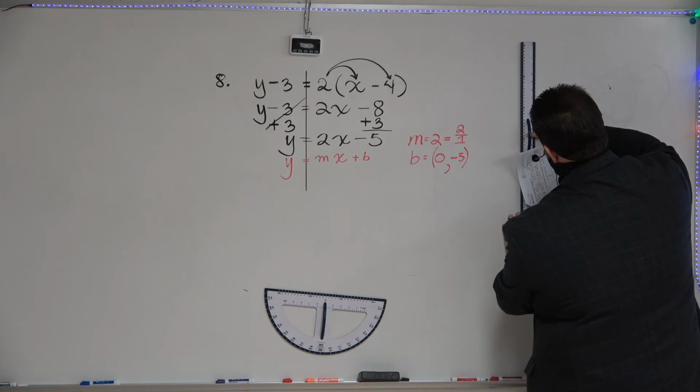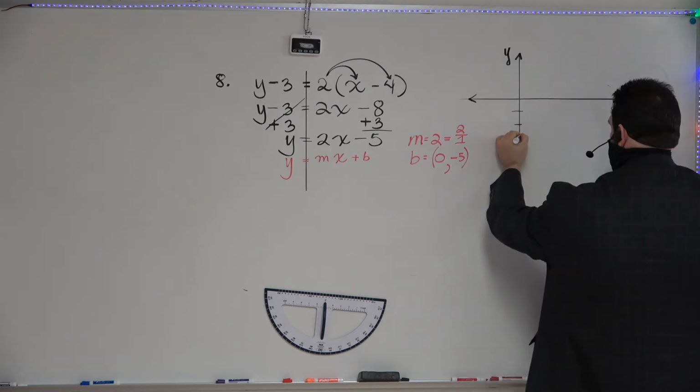I set up your graph so you could graph it more easily. Since we're going to be in the negative, this y, x, and so we go down 5, 1, 2, 3, 4, 5. Okay? So we go down 1, 2, 3, 4, 5, and put a dot here at 0, negative 5. That point is my y-intercept.